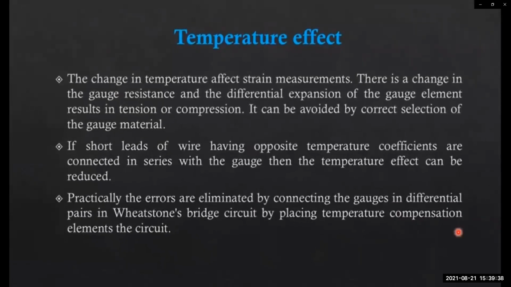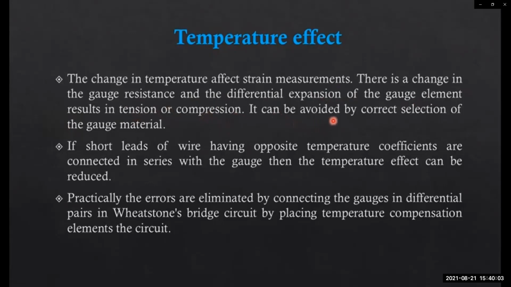Next is the temperature effect. This is the last effect. The change in temperature affects strain measurement. Okay, change in temperature affects strain measurement. How? There is a change in gauge resistance and differential expansion of gauge element resulting in tension or compression. Okay, tension or compression depending upon the value of temperature, that is either increasing or decreasing.